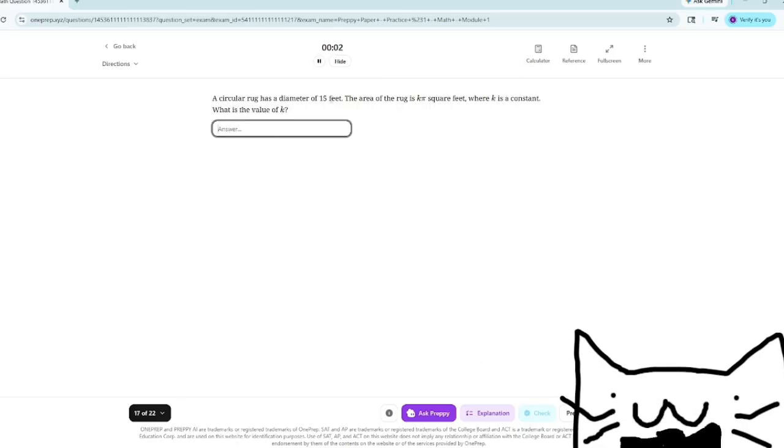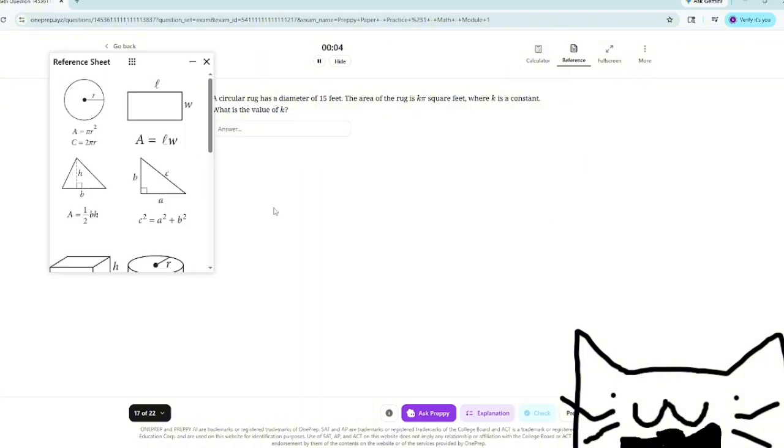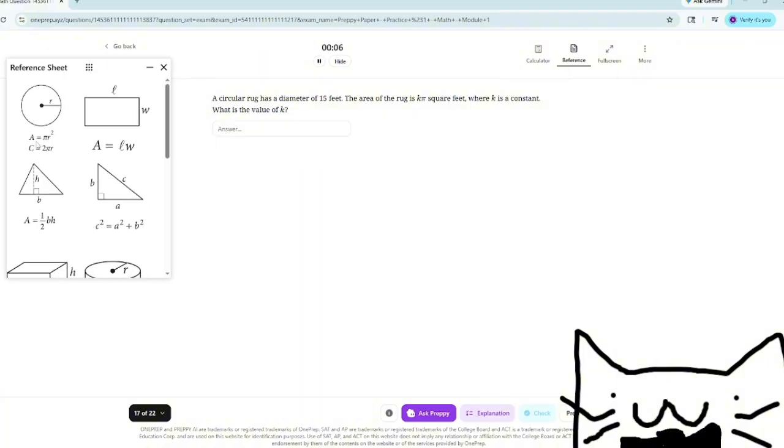A circular rug has a diameter of 15 feet. The area of the rug is k pi. Alright, where is the circle? Diameter. The area of the rug is k. So area is pi r squared.